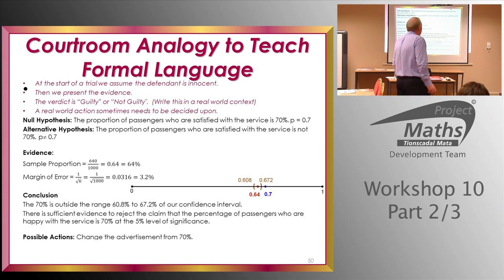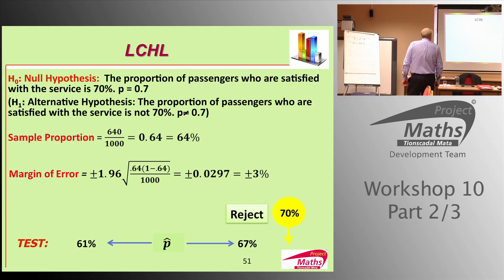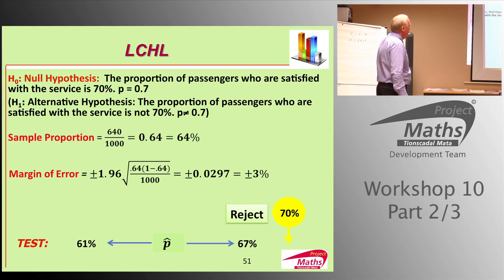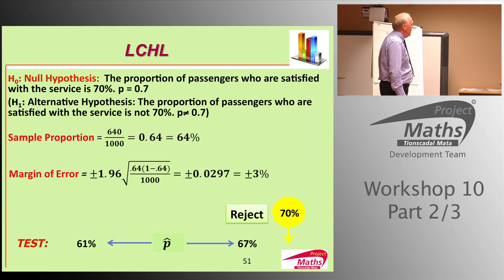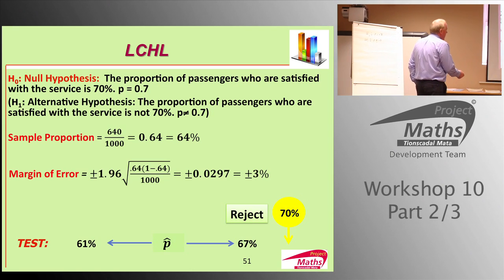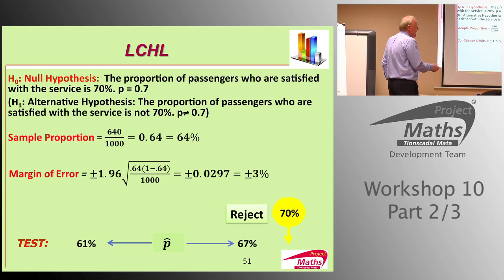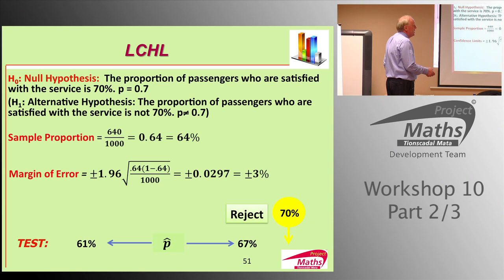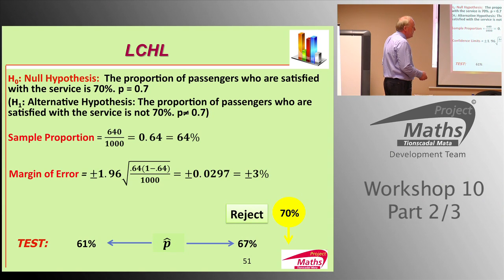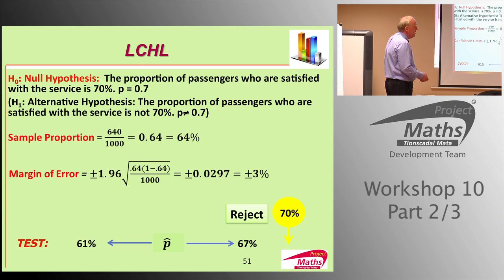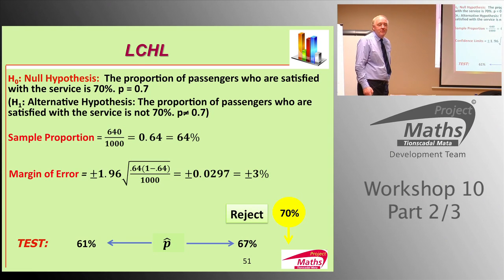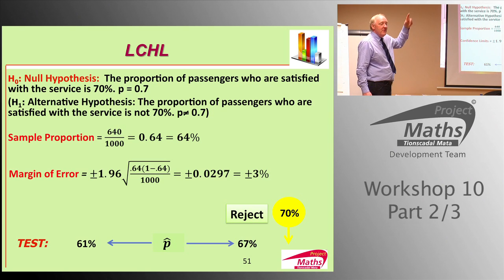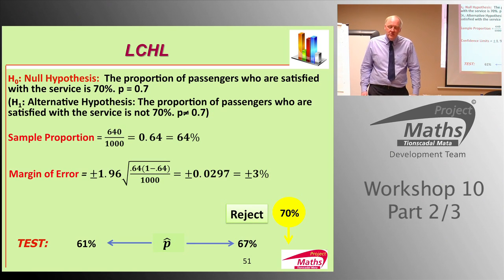Now, that takes us through. For the higher level, there's your alternative, and now we'd have to work out the confidence limits there, the 1.96 into the square root of P1 minus P over N, so that's 3%. So 61 to 67, the 70 is outside it, so we reject the company's claim, and then we have the rest of the sentences, how to finish them.